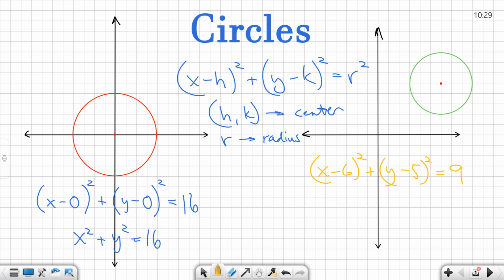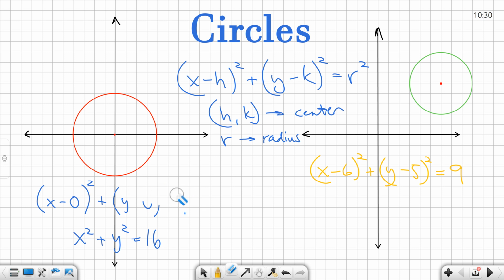All right, let's go back to the red circle. What are the x-intercepts, plural, of that red circle? 4, negative 4. What are the y-intercepts of that red circle? 4, negative 4. Okay. X equals 4, x equals negative 4. Y equals 4, y equals negative 4. What are the x-intercepts of the green circle? There is none. What are the y-intercepts of the green circle? There is none. Okay, so let's talk about that a little bit.